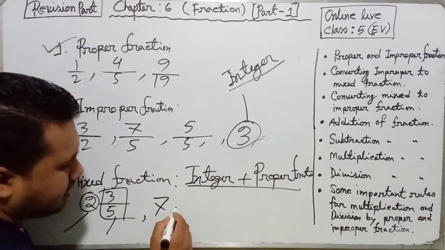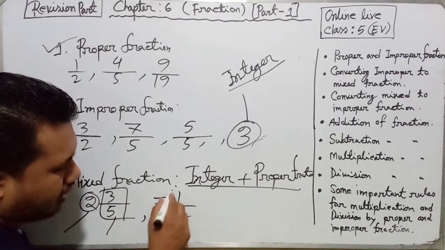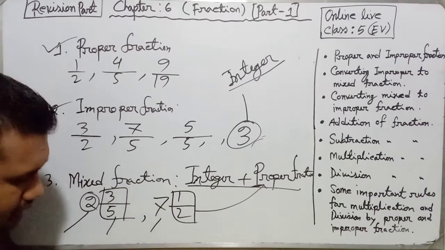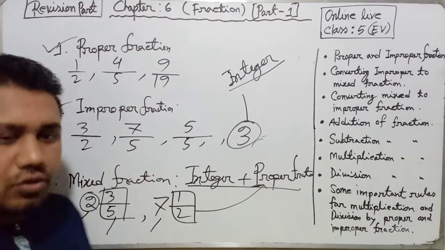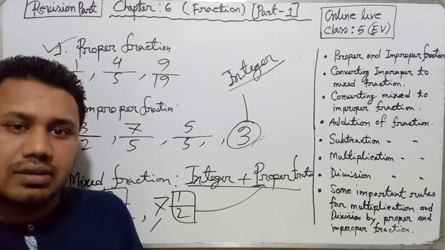So another example, 7 whole 1 by 2. This 7, this is integer, and 1 by 2, this is our proper fraction. So we can say mixed fraction contains two parts, integer and another one proper fraction.